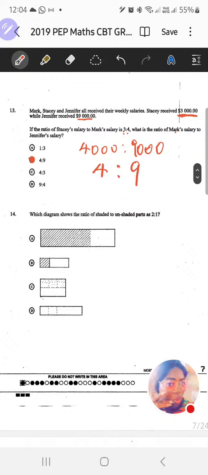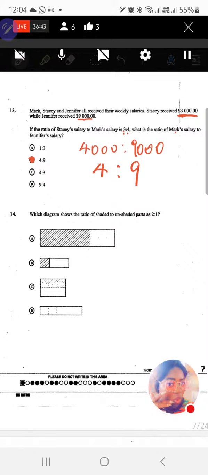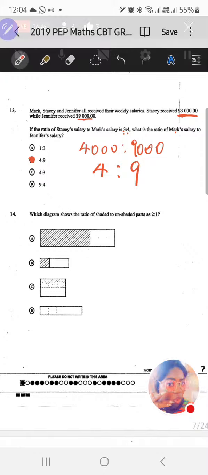Nice. All right. Thank you for your participation so far. Let's move on to number 14. Which diagram shows the ratio of shaded to unshaded parts as 2 to 1? So it says shaded to unshaded. That means when you look at the diagram, the shaded parts must be 2 equal parts and the unshaded part would be 1. All right.